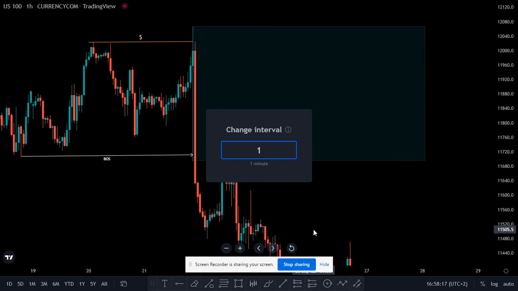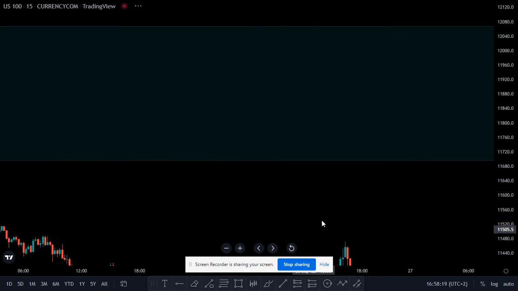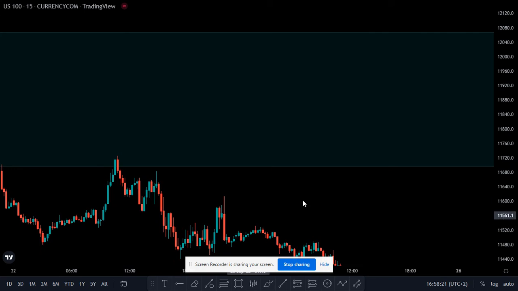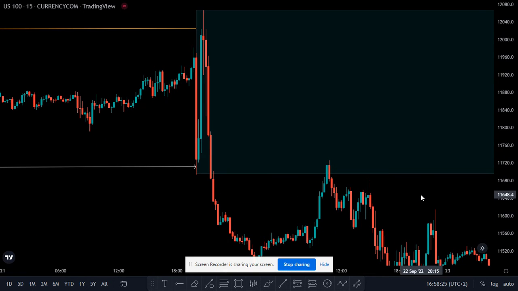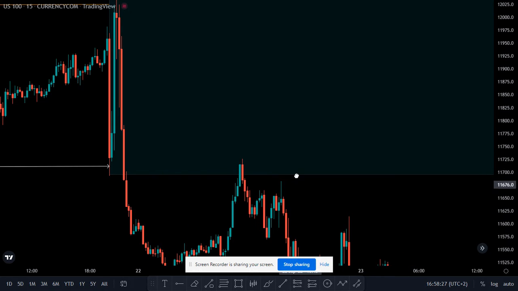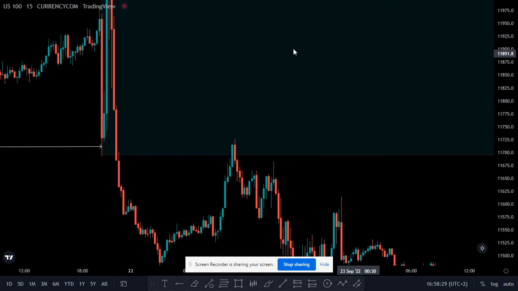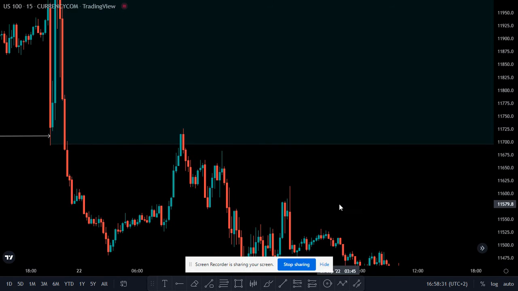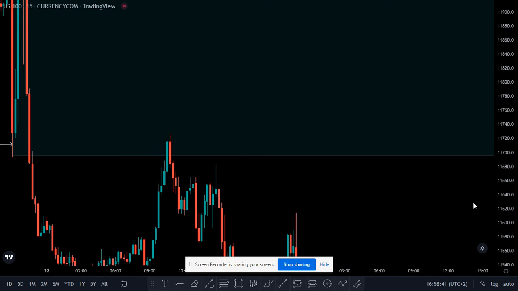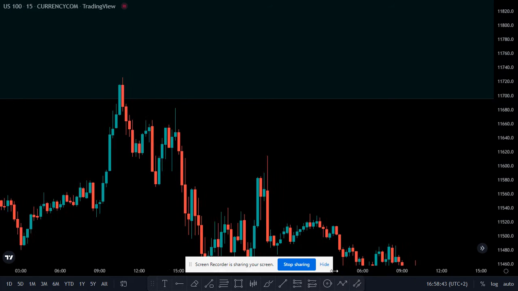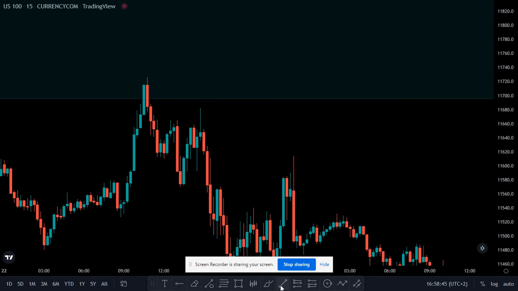Now, in order to do that, we went to 15 minutes so we can wait for the market to come and tap into that point of interest. As you can see, the market came and tapped into the 1 hour point of interest we identified. After it did that, we waited for the market to go down and break some sort of structure so we can have more reason to enter a trade, because then it would confirm that it's going down.